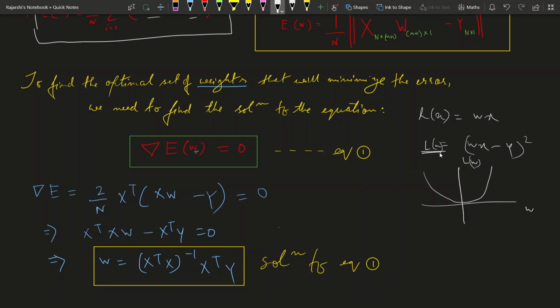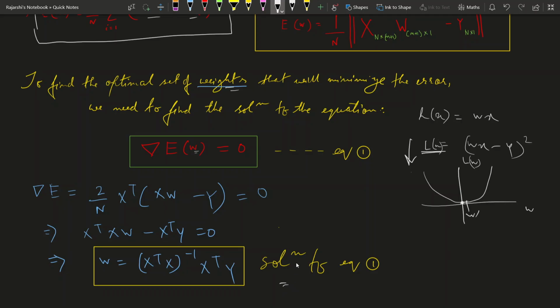Now we have to minimize this L, right? L is minimum at this point, where L is 0. We have to find that particular w, the w prime, where L is 0. So we have to find the set of weights such that it will minimize the entire error. So we find the derivative of the loss function with respect to weights, and we equate that to 0. And then this is the formula that we get.